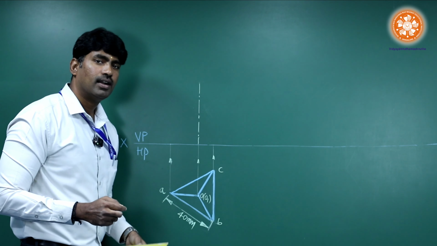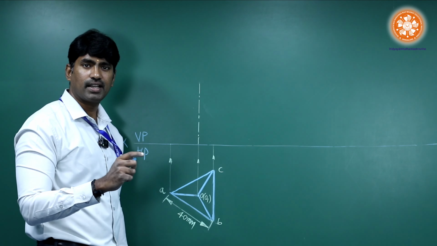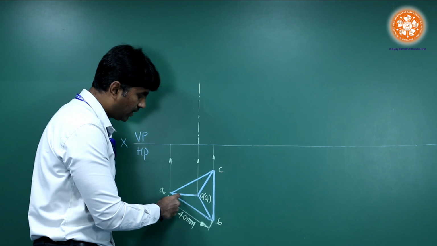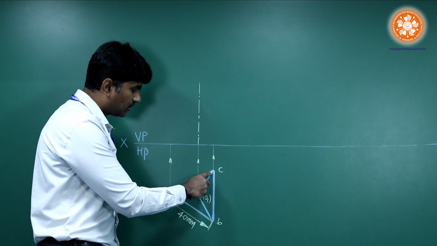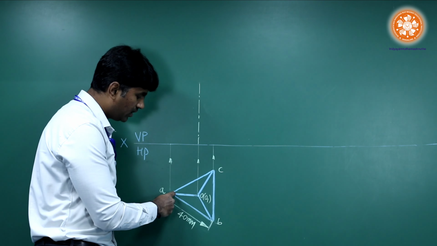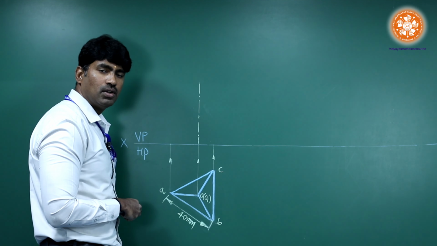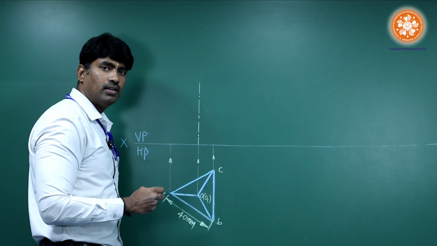Proceeding further with the problem, we can clearly see that in the given problem the solid is resting with one of its sides. So taking the right side as a reference, I have drawn one equilateral triangle. Next, by drawing the medians, we have identified the center, and from all the corners we have joined to this center to get its top view. Next, from this we have projected to get the front view.